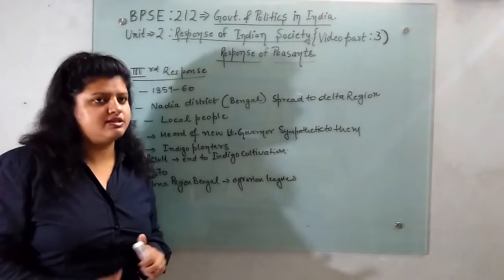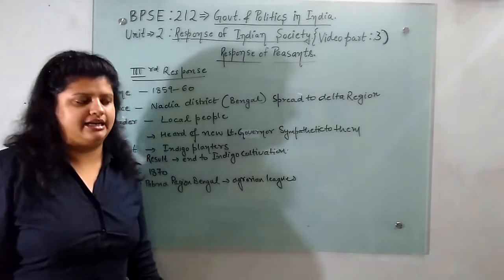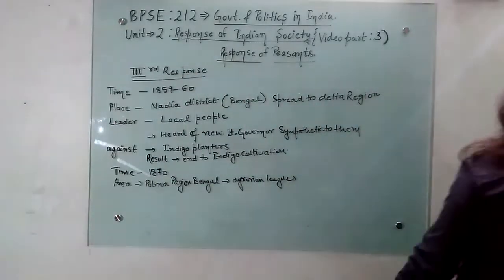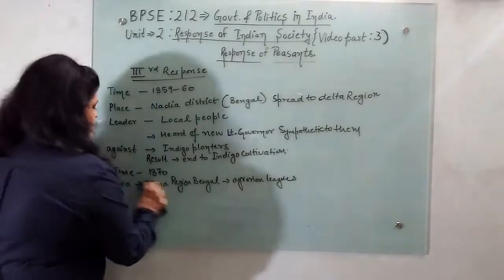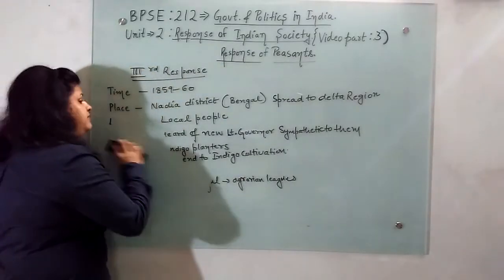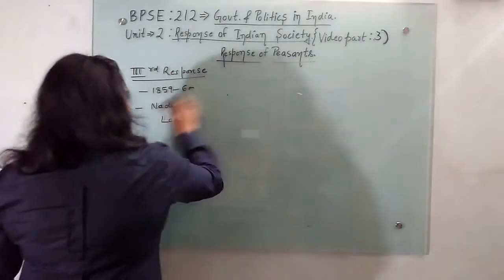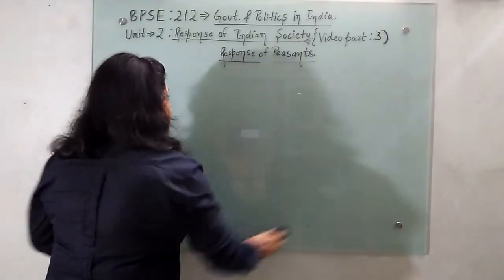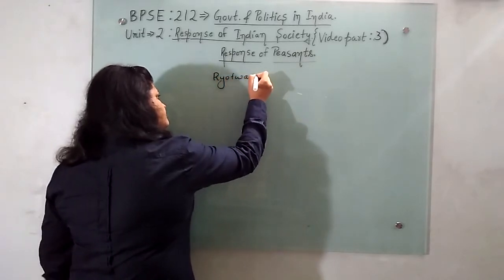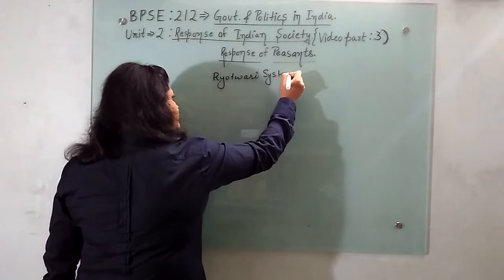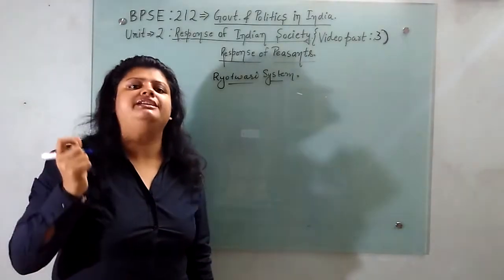These were responses in Bengal, the area which was under the permanent settlement. Now let's talk about the responses in the Rayatwari system, the area of Bombay Presidency in particular. If we are aware of the Rayatwari system a little, then we will have a better understanding of the problems of the farmers.